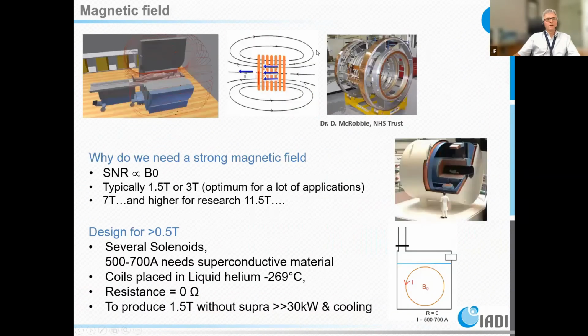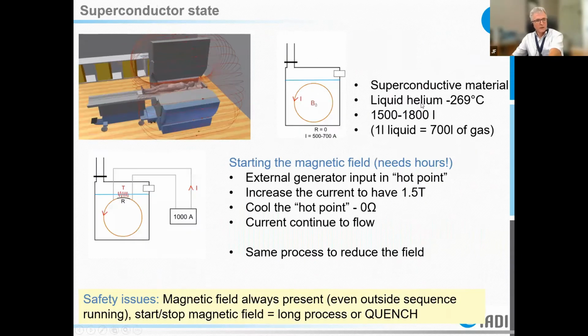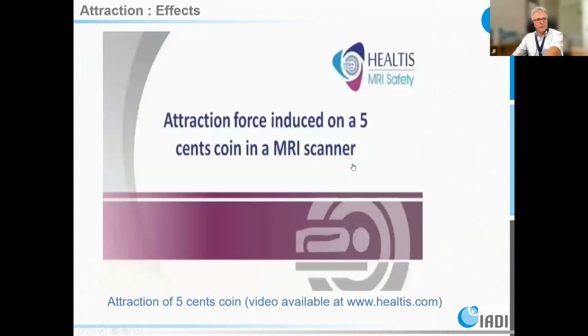Yeah, this is the active part of my coil here. In the middle you have B0, but here it's a magnetic field going in the opposite direction to the main magnetic field. This was for B0.